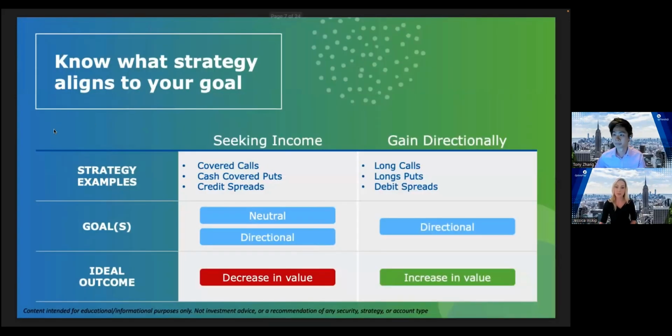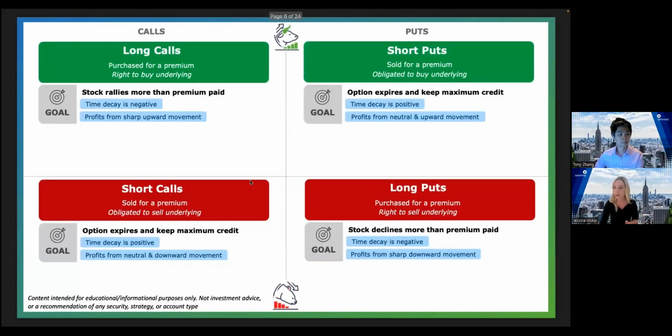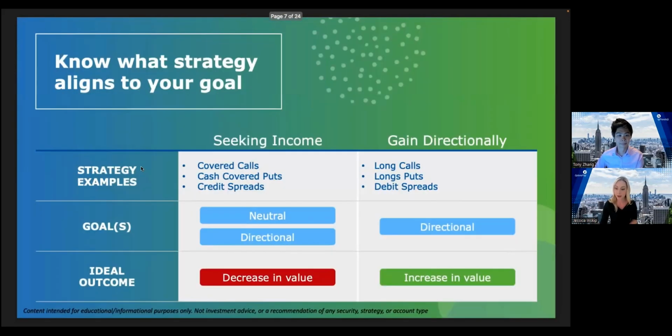Now that leads into the first component that you need to know in trading options, which is to know what strategy aligns to your goal. A lot of times we talk about where you feel the underlying security is going to be. And with options, you tend to fall into one or two buckets, and it could be a combination of either depending on your sentiment and how you feel about the security. And we'll talk about understanding optimal environments and how to choose that. But you'll fall into seeking income or gaining directionally. And that will make sense here based on the building blocks we outlined previously. So if you're seeking income, that means you are trading, for example, covered calls or cash-covered puts or credit spreads, and we'll go into specifics.